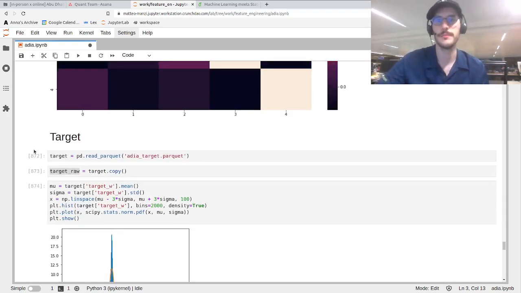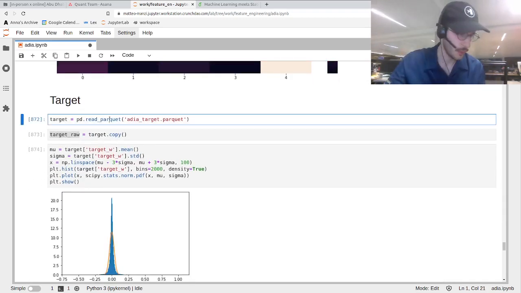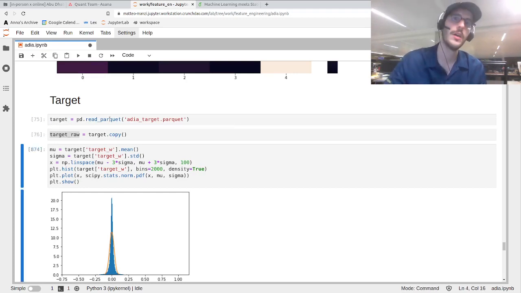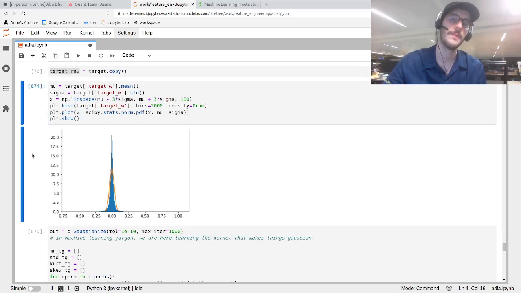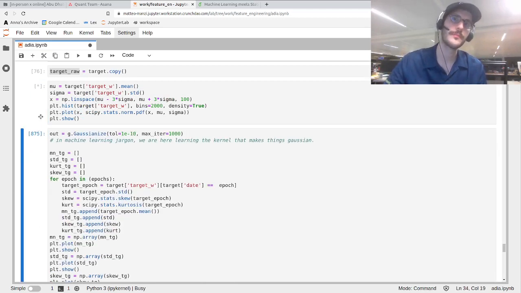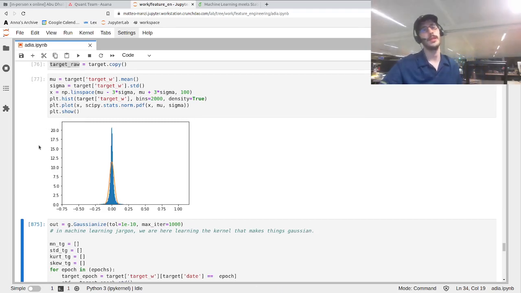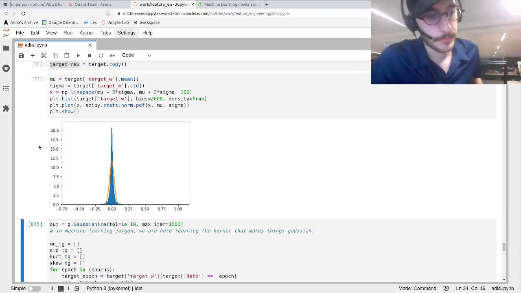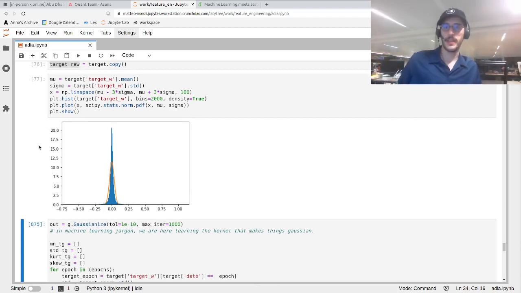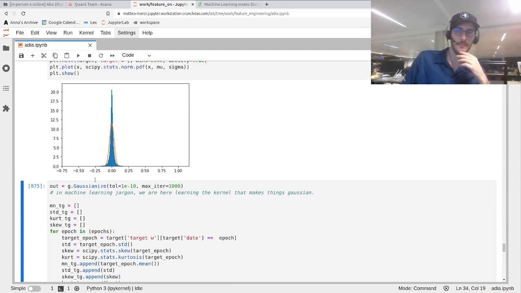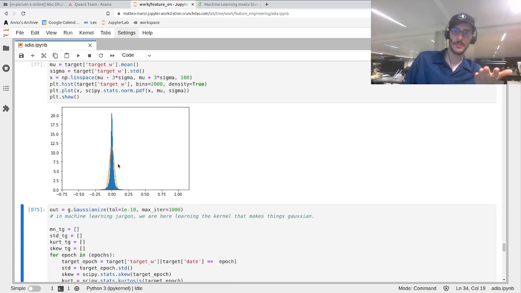Of course, target. Now I'm working with just one target, and even if we work with multiple, we don't want to uncorrelate targets because targets bring their own meaning to the game. So the distribution of targets. I'm now on target W, but I would expect all the targets to be like this. It is again fat-tailed.